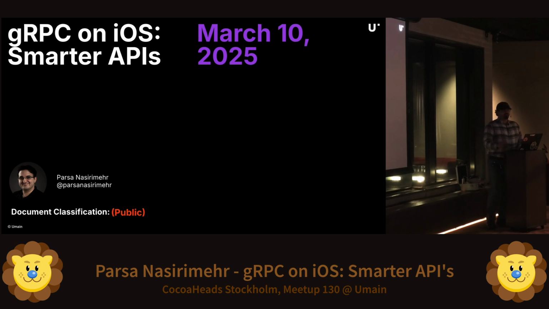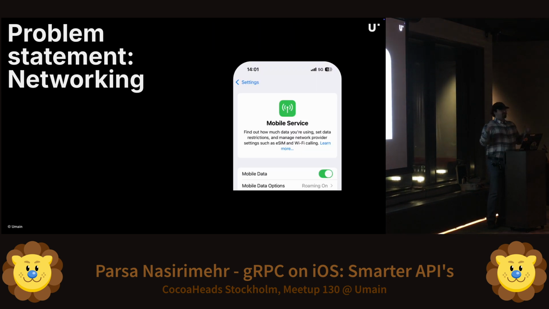And today, we are going to be talking about gRPC on iOS, right? So as you have with every single good engineering solution, you have to start with a very good engineering problem, right? So what's our problem statement? Networking, right? It's been the bane of our existence since God knows when, right? And it's always been about how do I get my data from my server over to my client as efficiently as possible and as correctly as possible, right?